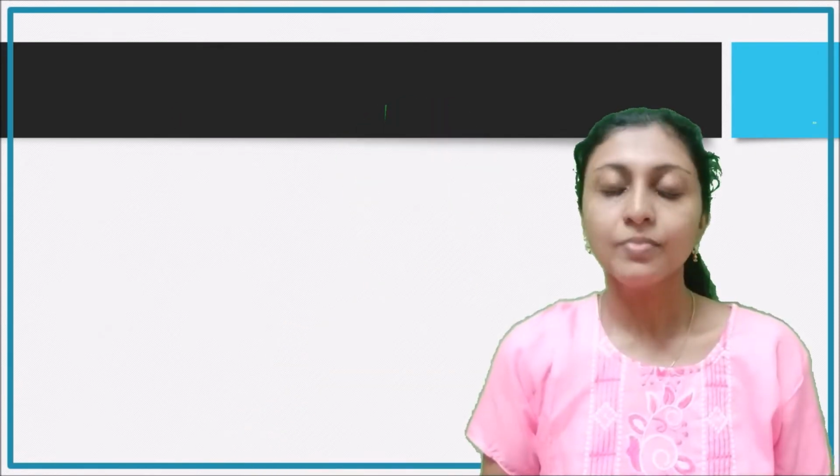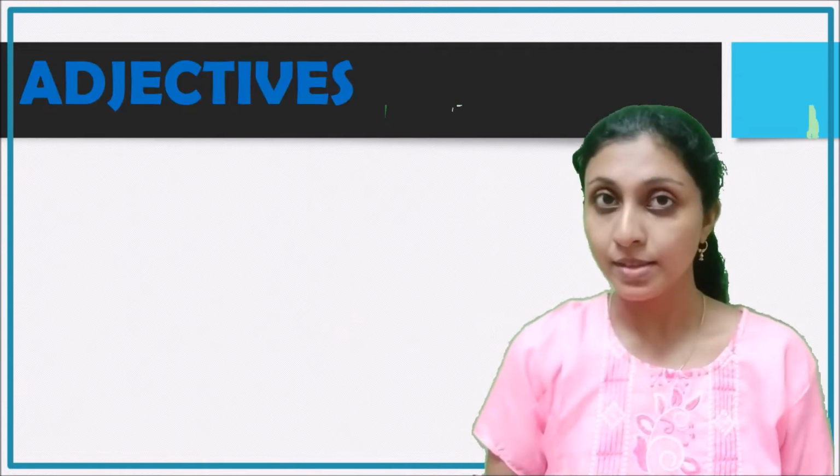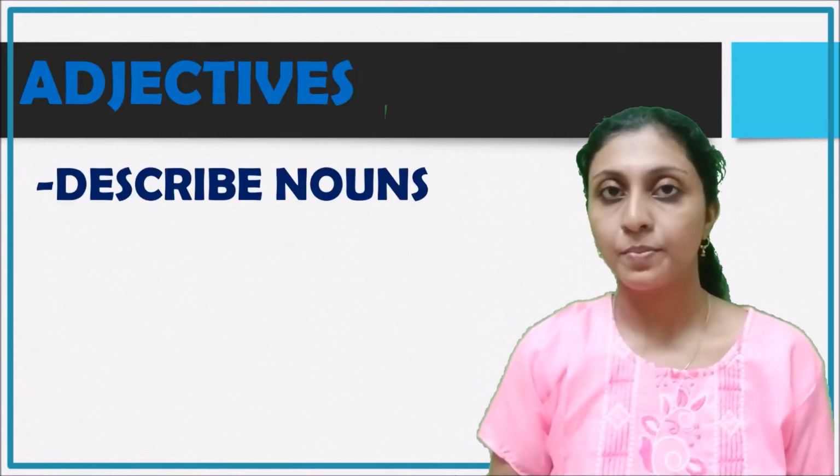In my previous sessions, I've been discussing the properties of the different parts of speech. I've completed the properties of nouns and the properties of verbs. Today, I'm going to talk about the properties of adjectives. So let's get started. Adjectives are those words that describe nouns.